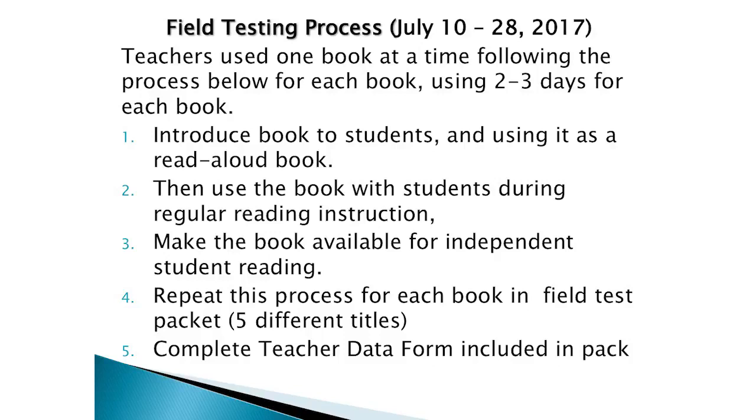And we had a discussion with them regarding what they normally do if they are reading a story in class. And we told them to do just exactly that with the books that we gave them. And then the last part of the training was to make sure that they gave the children the opportunity to do independent reading of the books. So this was followed because each teacher had five different titles, and the teacher had to go through the process for each of the five books. And at the end of each book, the teacher needed to complete a data form that was included in the pack that was given to them at the end of the field training.